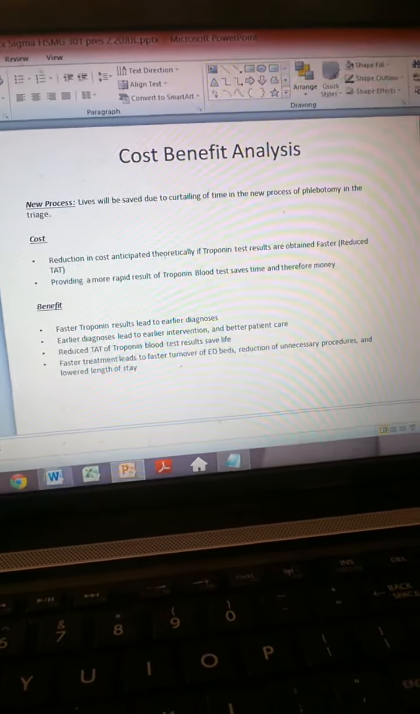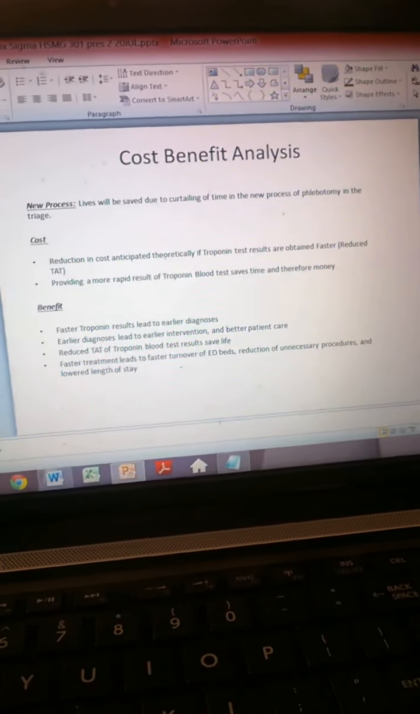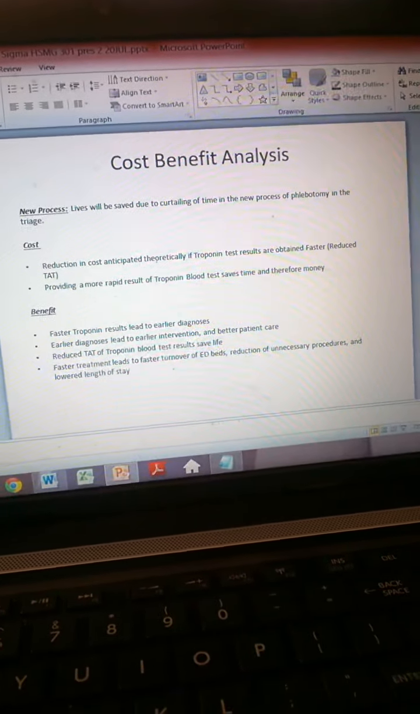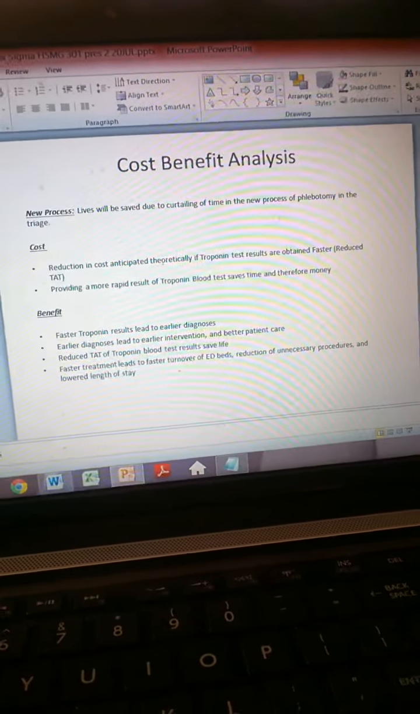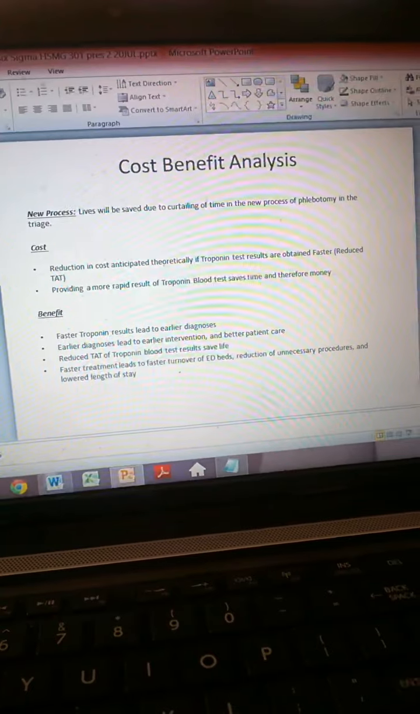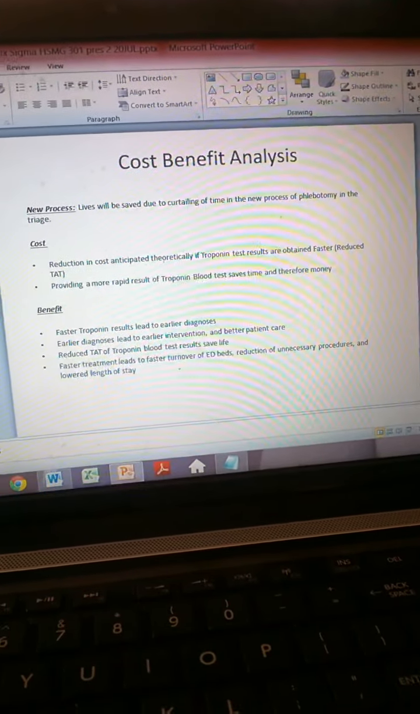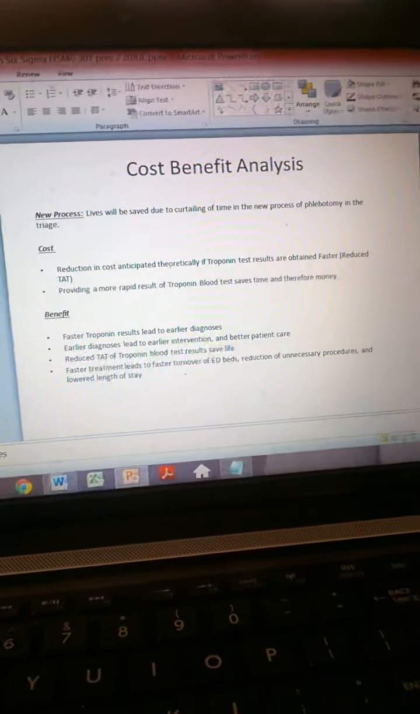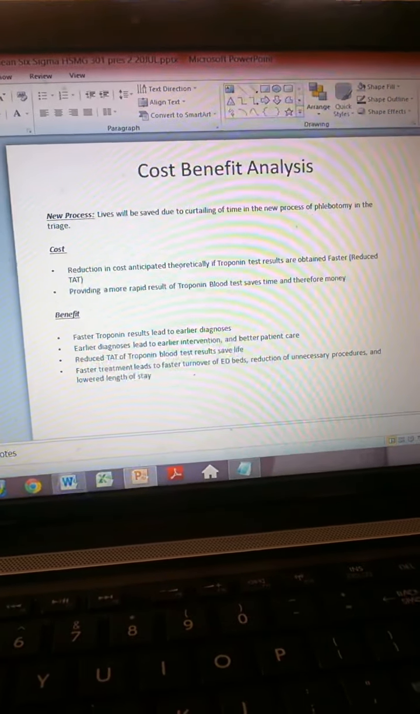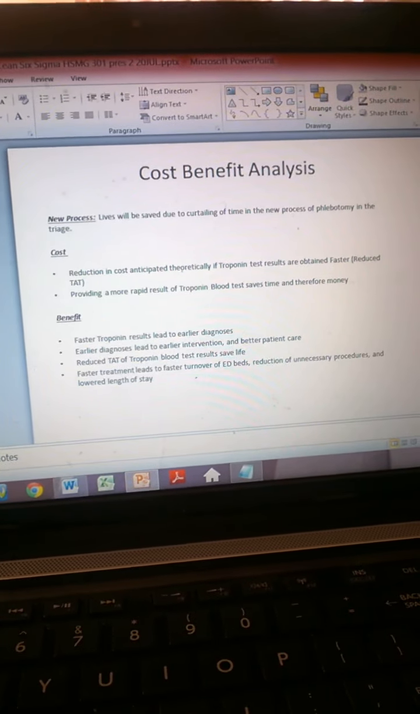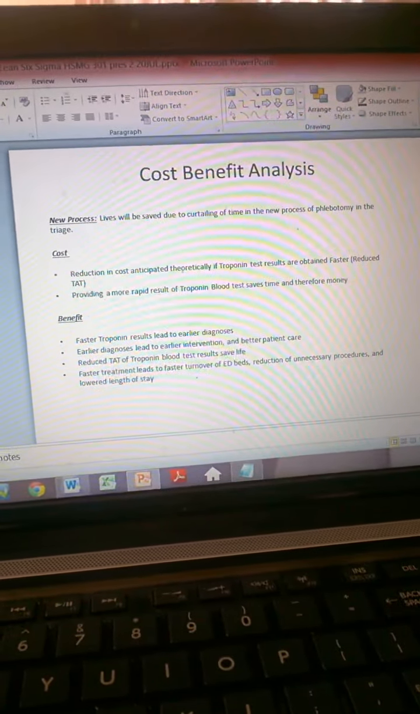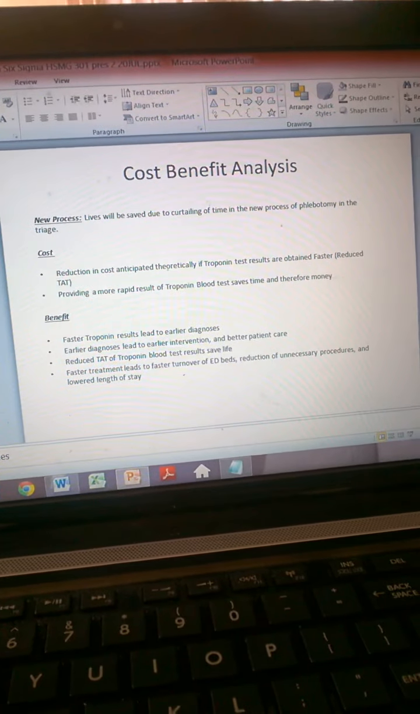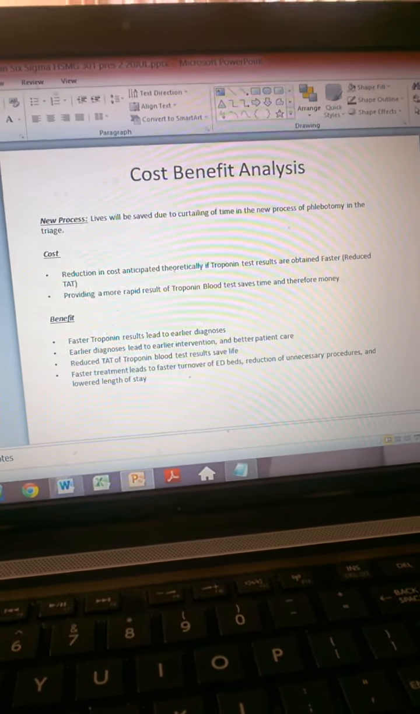Lives will be saved due to curtailing of time in the new process of phlebotomy in the triage. Cost: reduction in cost is anticipated theoretically if troponin test results are obtained faster. Providing a more rapid result of the troponin blood test saves time and therefore money. Benefit: faster troponin result leads to earlier diagnosis. Earlier diagnosis leads to earlier intervention and better patient care. Reduced turnaround time of troponin blood test results will eventually save lives.